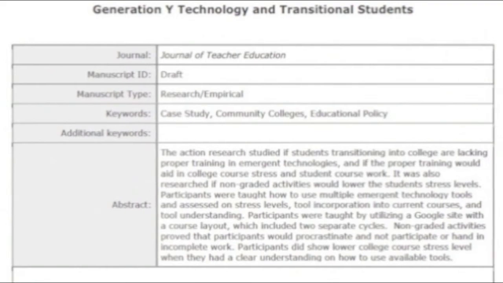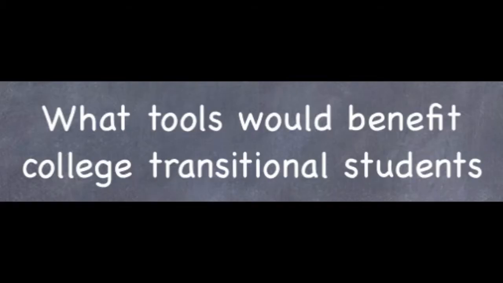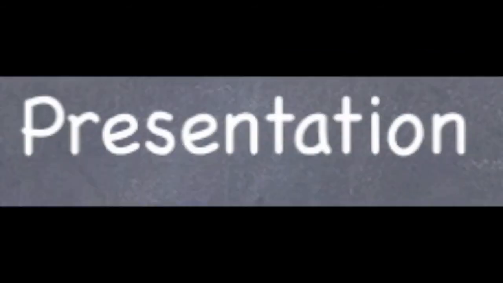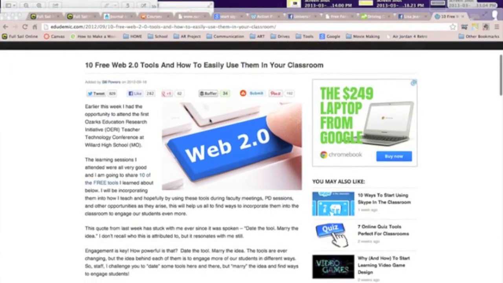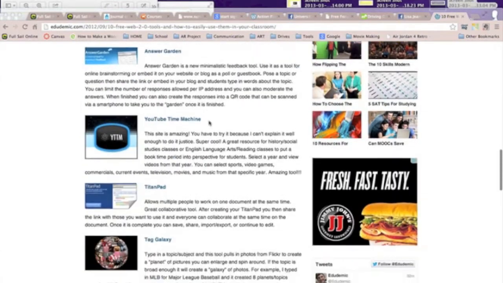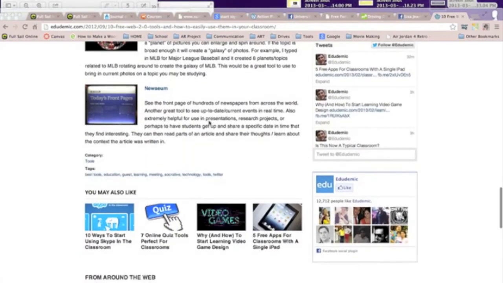With all the information acquired through the literature review in mind, it was time to decide on the tools, and I wanted the tools to be ones that the students can use in their future college educations. So I had to think about what all of the courses I had taken during my college career had in common. It was pretty simple: research, writing, teams, and presentations. With that in mind, I scoured the internet to find Web 2.0 tools that were free so that all of my students would have access to them.